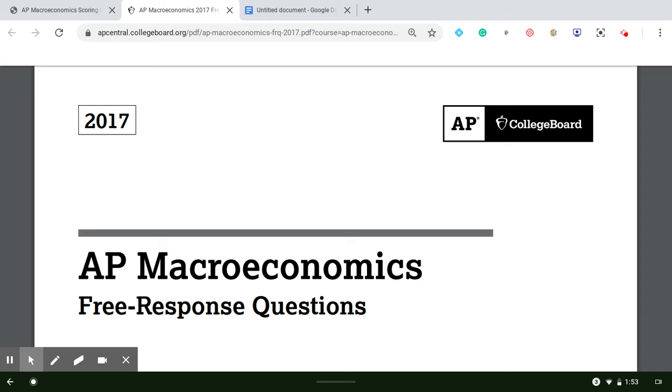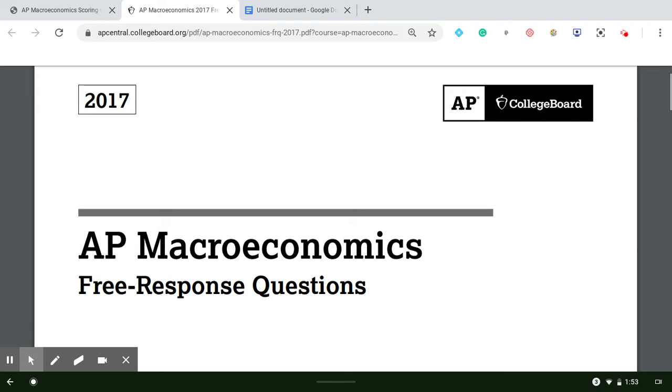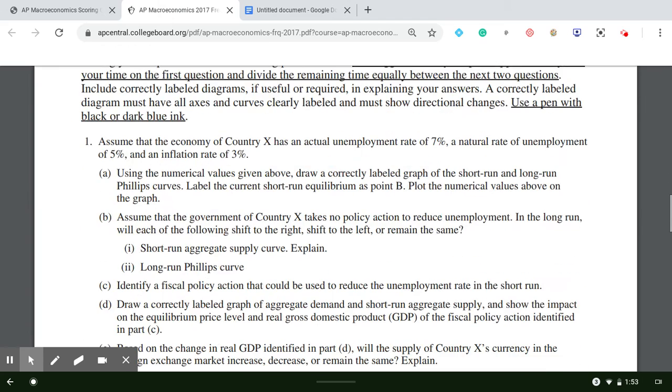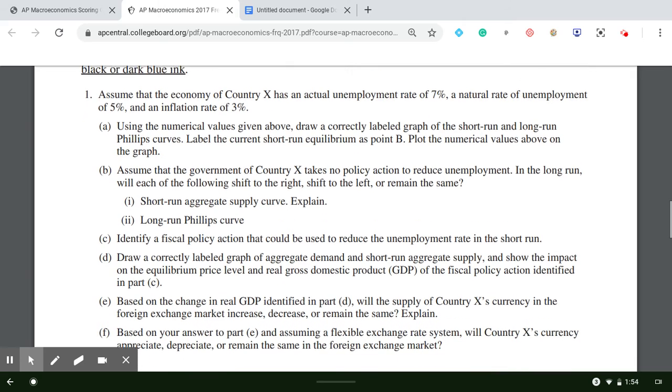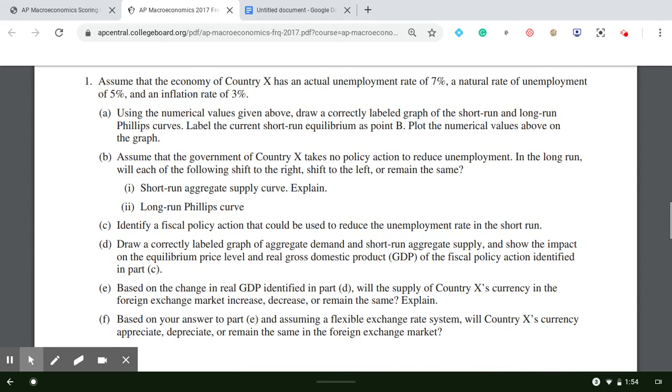I am going to go through a macroeconomics free response question from 2017. It's a little different this time on the first question. Usually it's asking for a full macroeconomic model with AS-AD. This is more of a Phillips curve question.